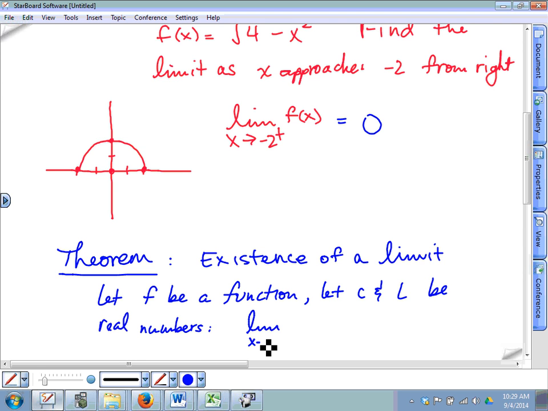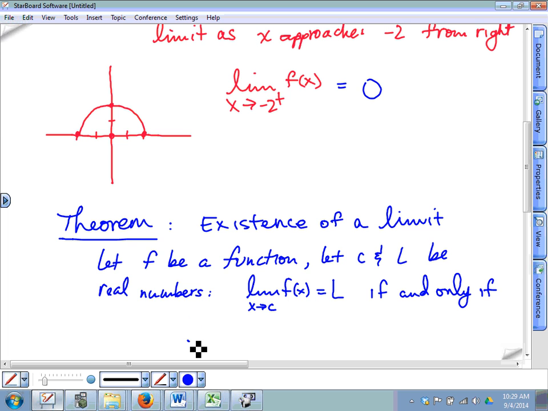The limit as x approaches C of f of x is equal to L. And again, that capital L just means whatever the limit is equal to, if it exists. This limit exists and equals L if, and only if, this has to be true.